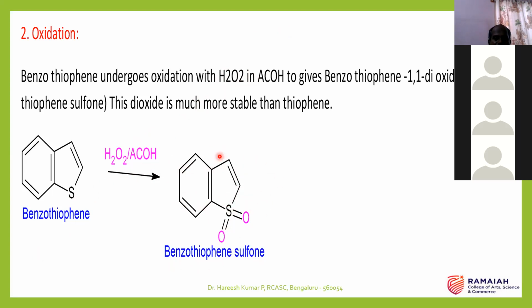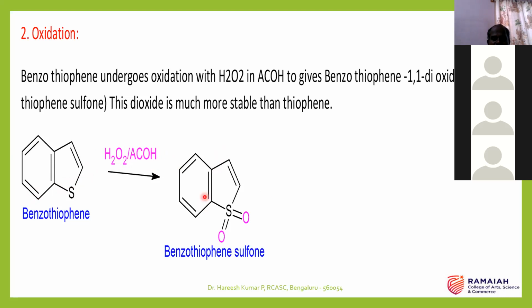Benzo-thiophene sulfone is the oxidized product of benzo-thiophene when it is treated with hydrogen peroxide. And here the acetic acid is only a solvent. So with this, I will go to the next slide.